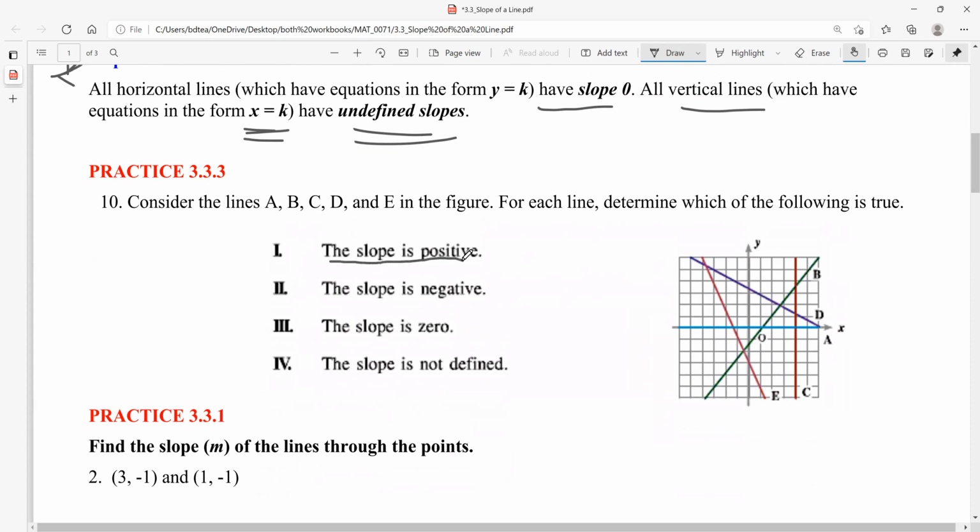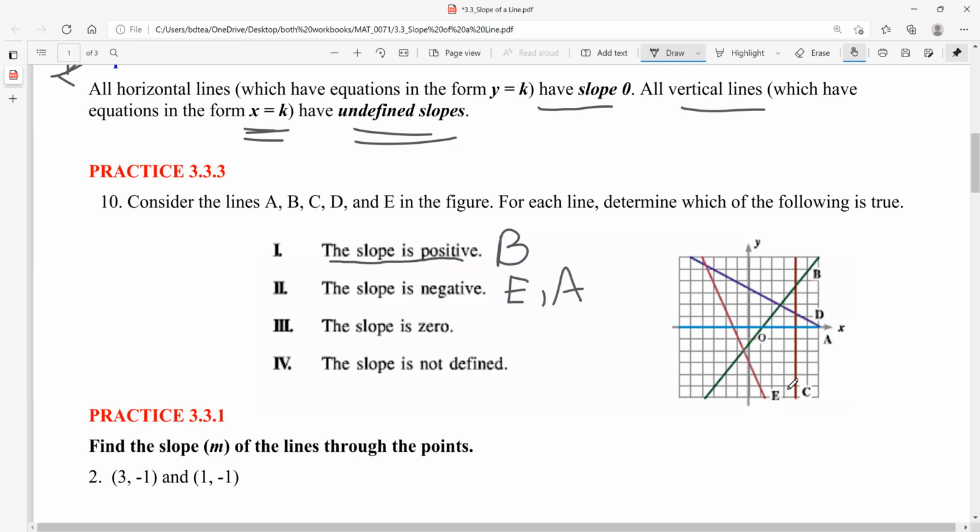The slope is positive. So remember, positive slope is the line that's rising to the right. So if we look at these slopes, line B is the positive slope. The negative slope is going in the other direction. So line A is a negative slope and E is a negative slope because both of them are rising to the left. So lines A and E are negative slopes.